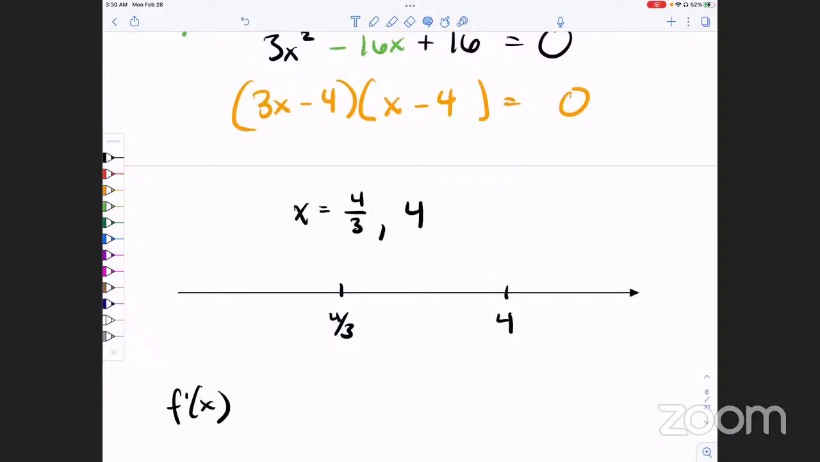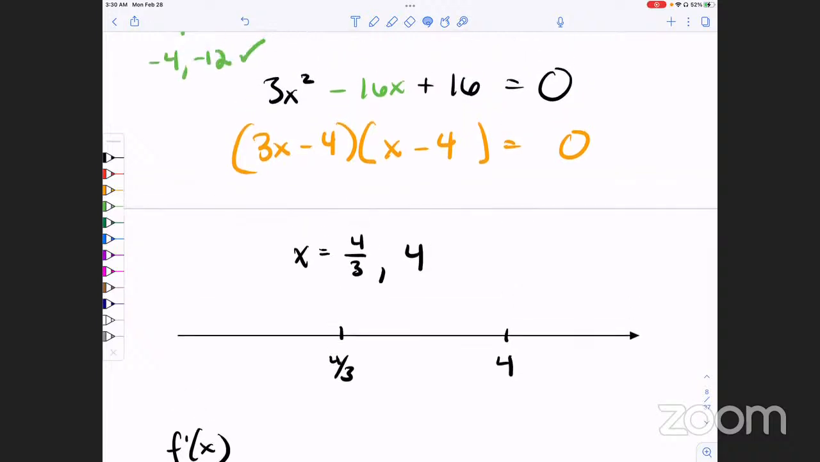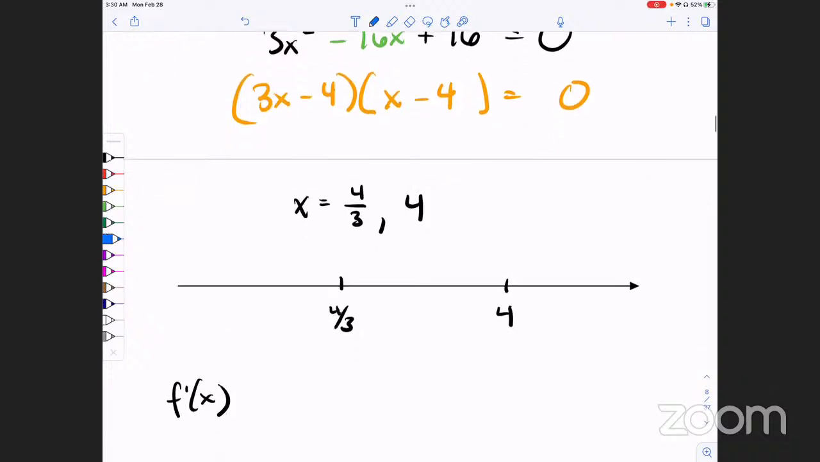4/3 is 1 1/3. So to the left of 4/3 will be something like 0. If we plug 0 into the derivative, we get a positive result. If it's positive over here, that means our original function is increasing. At 4/3, that's a 0 in the derivative.